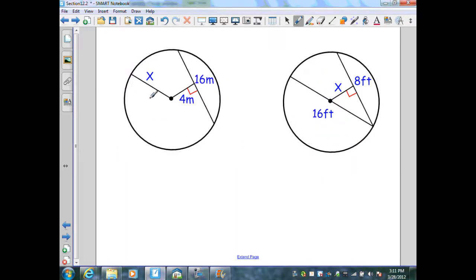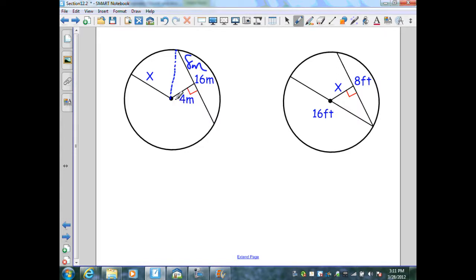In this diagram, they want me to find the value of a radius. Therefore, what I need to do is draw a different radius. I'm going to create a radius from the end point of my chord to the center of the circle. That generates a right triangle. I know that this radius is perpendicular to the chord, therefore it's being bisected. So this part of the chord must be 8 meters.